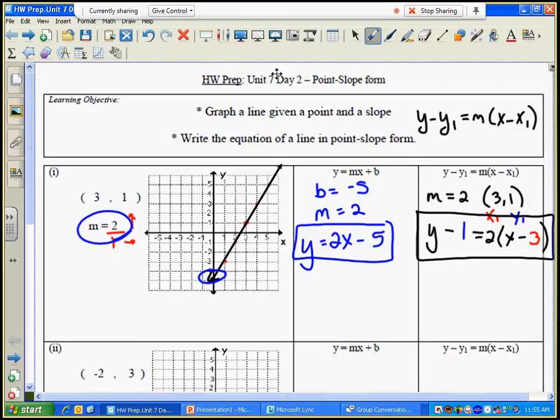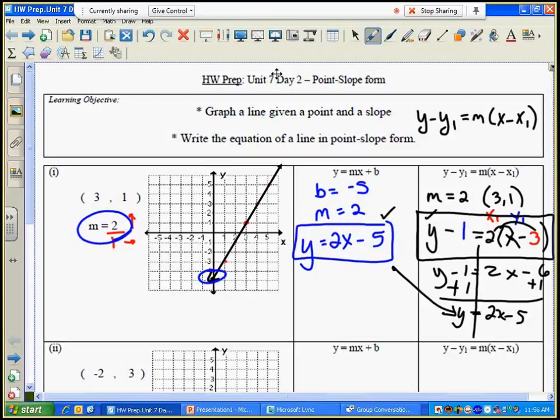They're both correct. The one over here on the left and the one over here on the right are both correct representations. What I'm going to show you here in a moment, I want you guys to copy down with me, is to show you that they are exactly the same. For instance, if I wanted to solve this equation here on the right for y, I could do a quick little distributive property, and I get 2x minus 6. Then I can add away the 1 to get the y by itself. And what I end up with is y equals 2x minus 5. These guys are the same line.